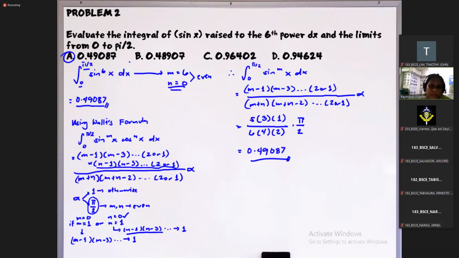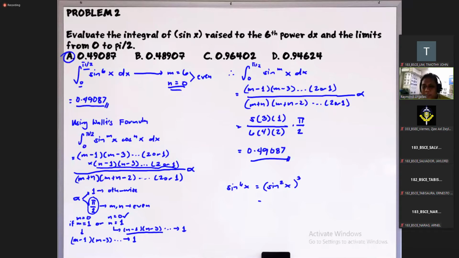If you're also familiar with trigonometric integration, when you integrate powers of sine and powers of cosine, you can also use that. But the solution is a bit longer. For example, here we have sine to the 6th. One way of solving this is to treat it as sine squared x raised to the 3rd power, sorry, raised to the 3rd power.